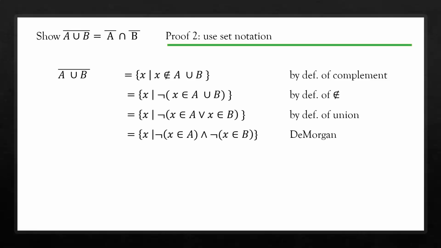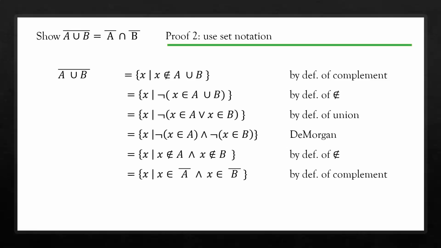Apply De Morgan's. Use the definition of not an element. By definition of complement. By definition of intersection. Sorry, I went a little faster this time. It's applying a lot of the same tricks we used on the last one. But now you can see that the set notation literally says, hey, you're only an element of A union B if you're an element of the intersection of the complements.